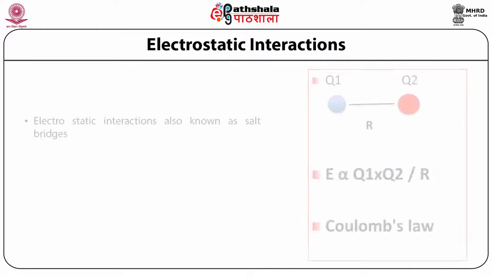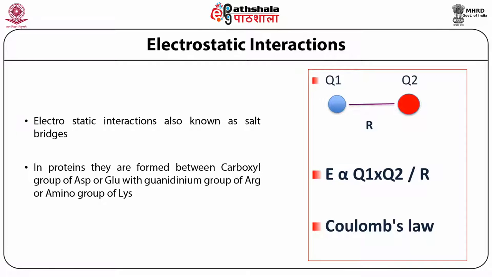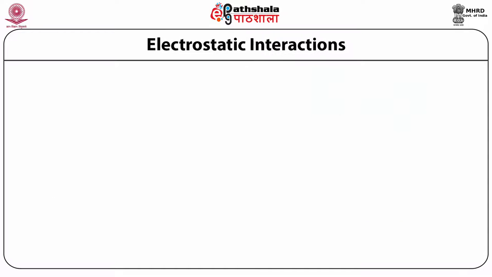Electrostatic interactions are also called salt bridges. In proteins, they are formed between the carboxyl group of aspartic acid or glutamic acid with the guanidinium group of arginine or the amino group of lysine. Electrostatic interactions follow the same law you studied in school, Coulomb's law. So basically the energy is directly proportional to Q1 Q2 divided by R. It's the product of the charges divided by the distance between these charges. Salt bridges in the protein structure are about 2.8 angstroms.